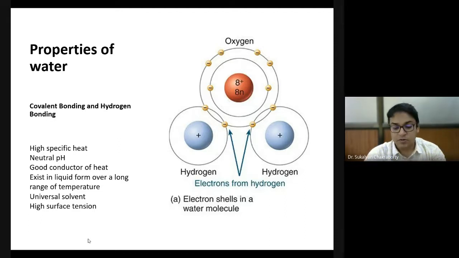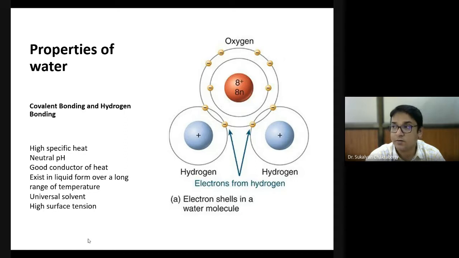these two types of bonding between the hydrogen and oxygen atoms give rise to several unique properties of water, like its high specific heat. What happens due to that? It requires a lot of time to get heated, and once it gets heated, it releases heat also very slowly. So its specific heat capacity is very high. Its neutral pH. Think of water becoming acidic. What would have happened? So the neutral pH of water, and it is a good conductor of heat.